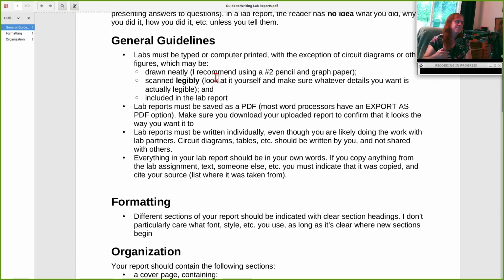You're going to upload it as a PDF, so it'll mostly be computer generated. Make sure everything is in your own words. If you copy anything verbatim, a figure, a set of words, more than 5 words in a row, you've got to cite it. Right? If you copy something from the lab assignment as to what it is that you're doing in this experiment and it's word for word, you've got to put a footnote there and then put references at the end and say this was taken from such and such, and cite your sources.